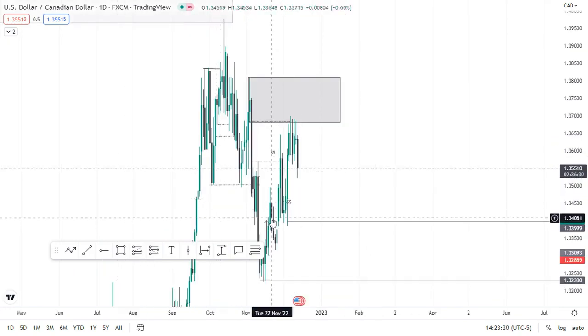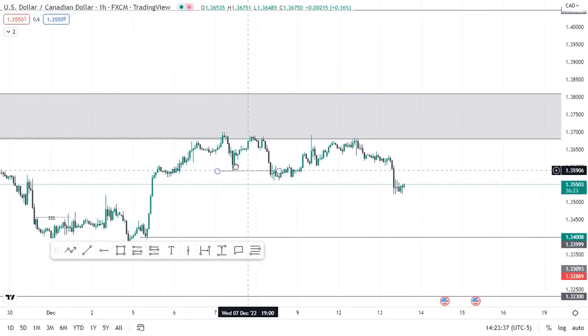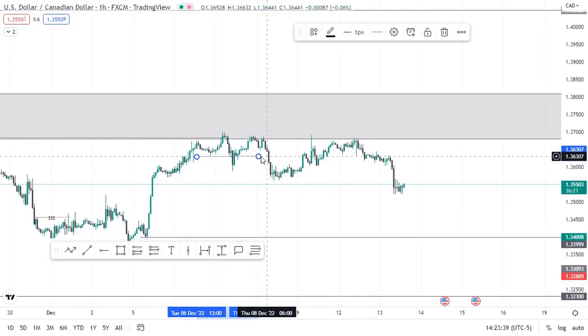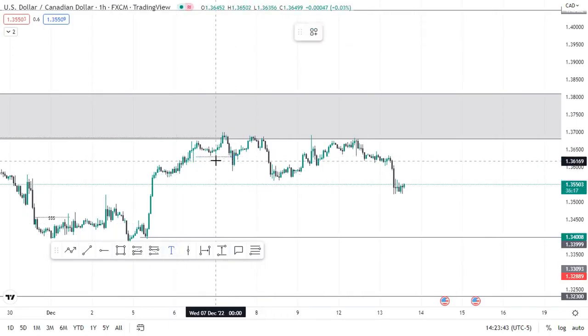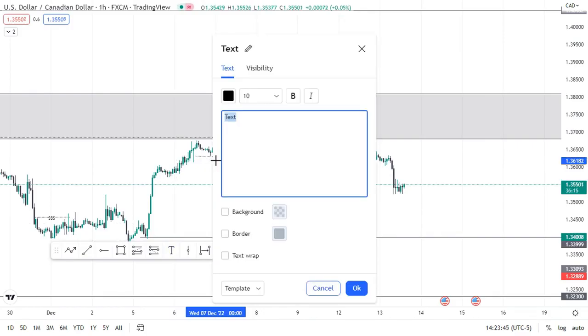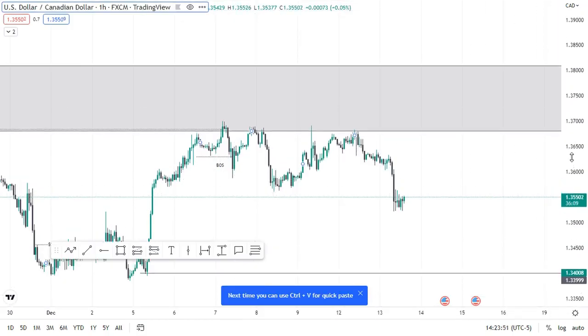So I simply just switch to the 1 hour time frame, and then on the 1 hour time frame, I noticed there was a break of structure. So as soon as I saw this BOS, this break of structure, automatically I know it's time for me to sell USD CAD. So the issue now is, at what zone do I then sell from?